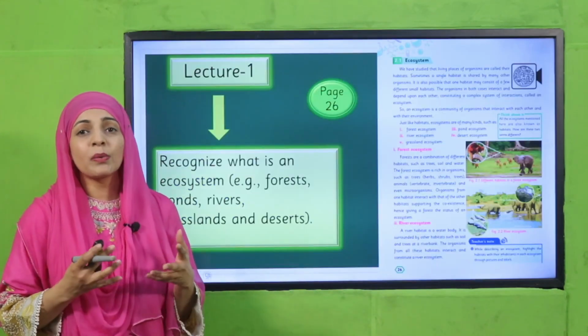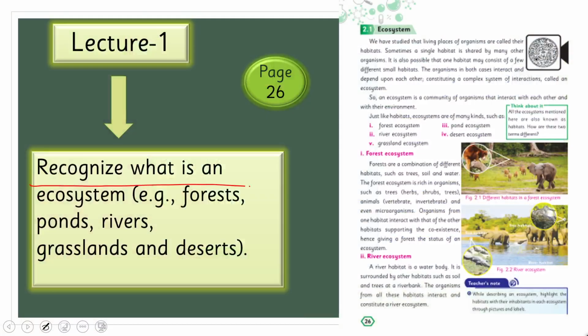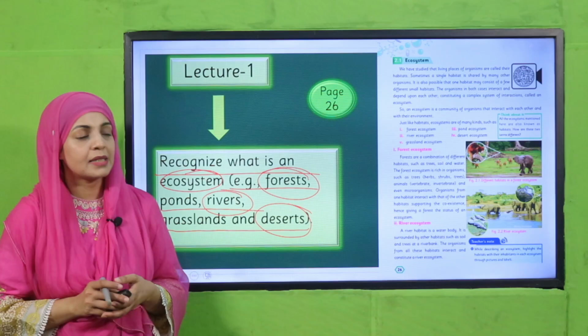So my dear students, when we start lecture number 1, all the students will be able to recognize what is an ecosystem. Examples are forest, pond, rivers, grasslands, and desert. And in the first lecture, we will discuss forests and rivers. The page under reading and discussion is page number 26.